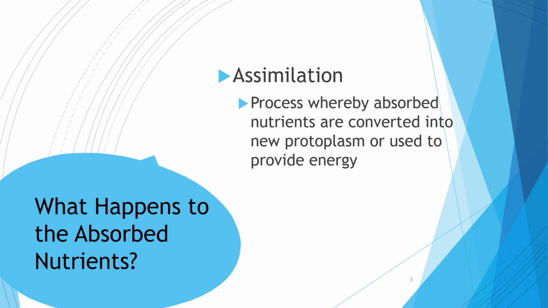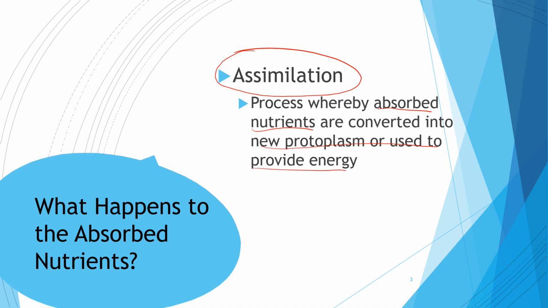But what does the liver do to all this absorbed food? The process that you're looking at right now is known as assimilation. Okay, so assimilation is defined as the process whereby the absorbed nutrients, your glucose, your amino acids, and your fats, are converted into new protoplasm or used to provide energy.